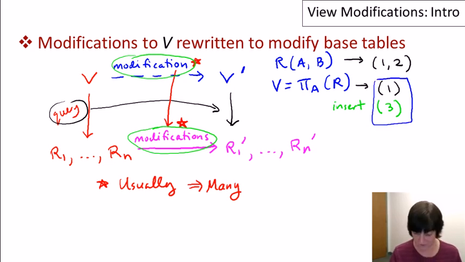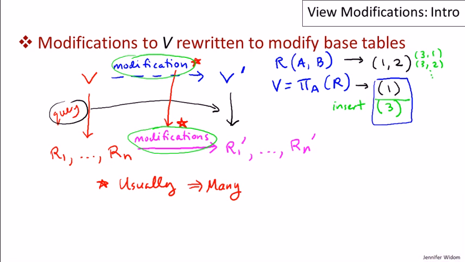Well, we can certainly do that. The problem is, what exactly do we insert? We could insert, for example, 3, 1, we could insert 3, 2, and so on. So there's actually an infinite number of translations that will create the tuple 3 in the view.